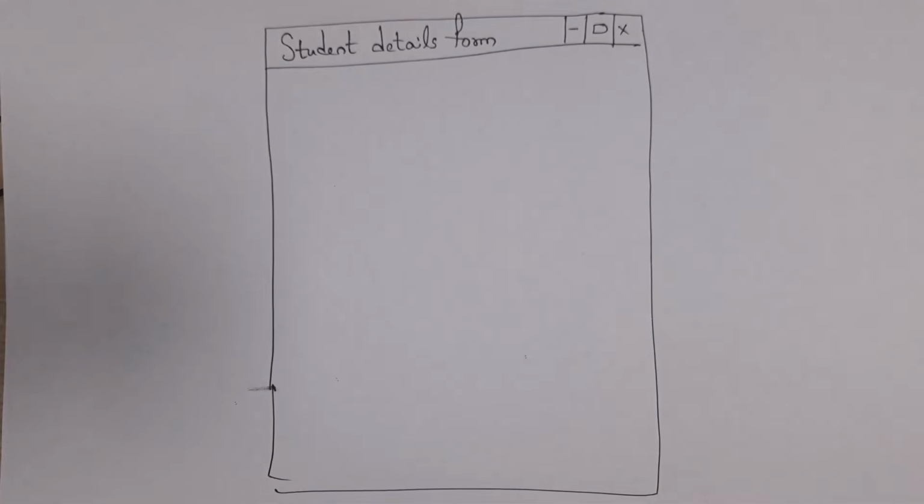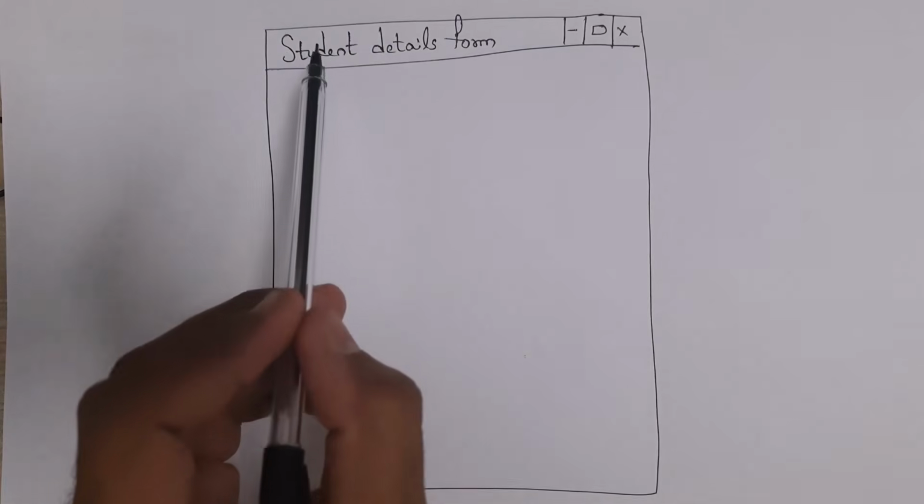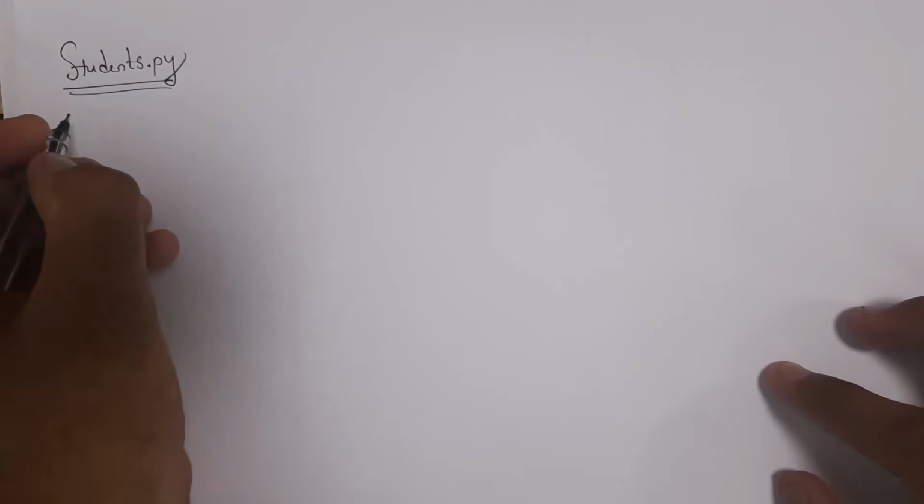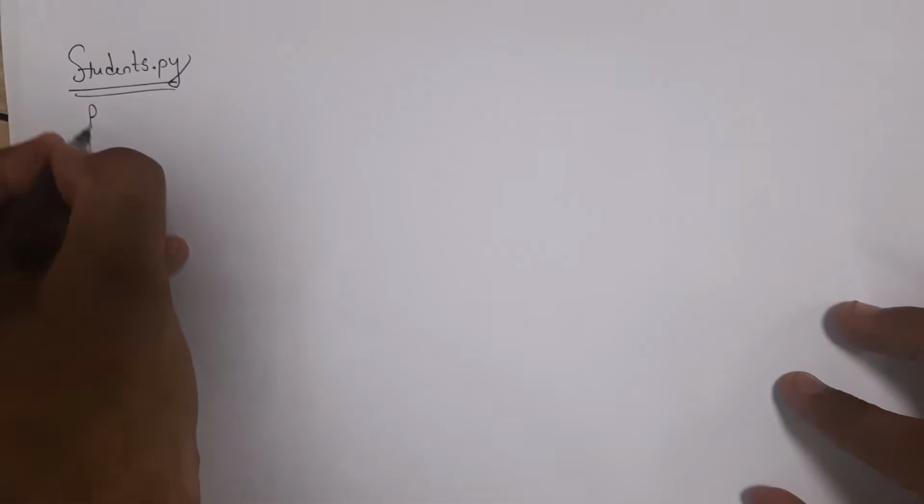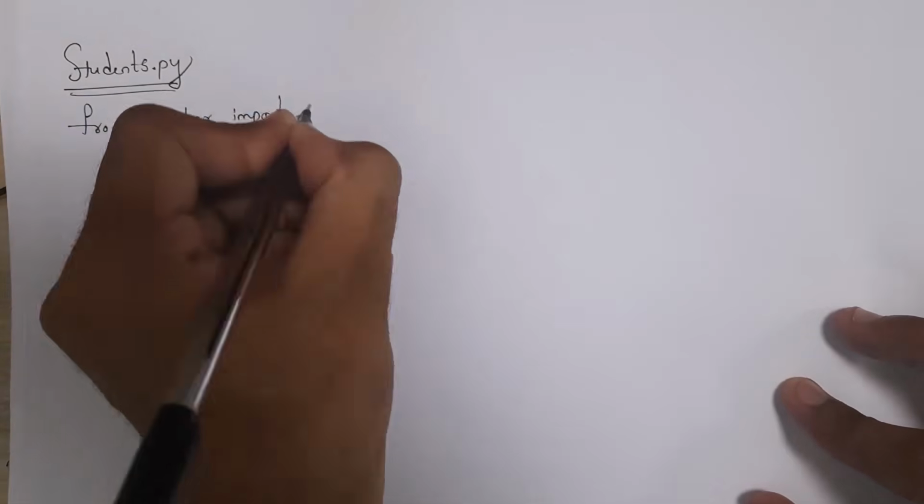At first, we need to create a window. And inside this window, I want to give the title as student details form. So at first, we need to import the tkinter module. So just write here from tkinter import star.